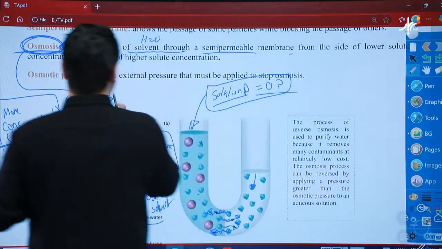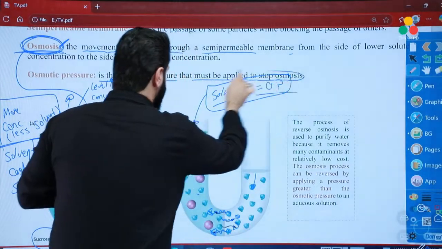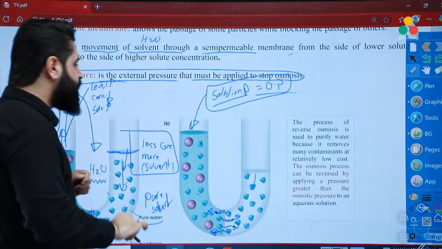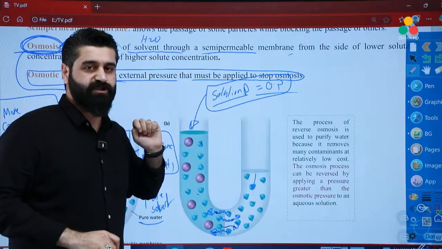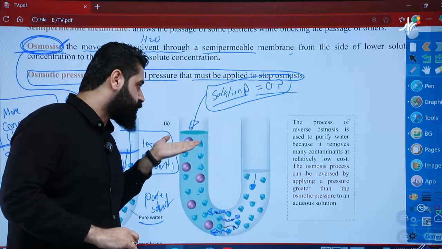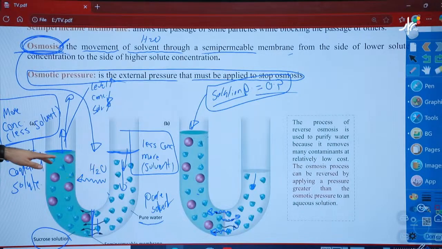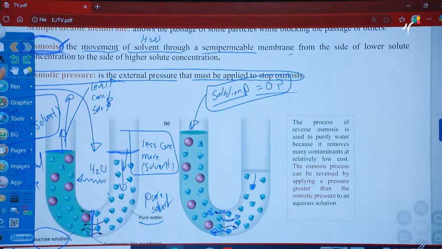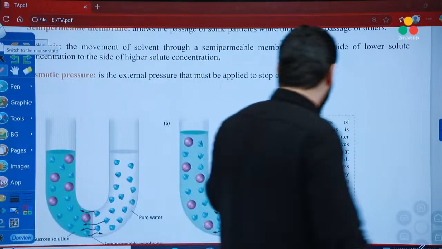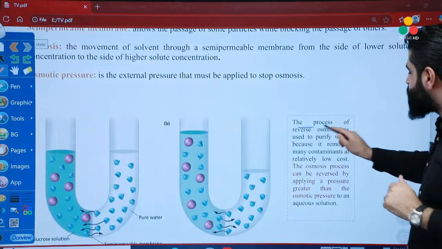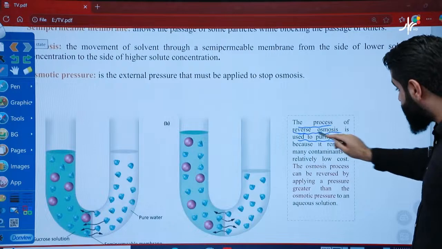So what is the osmotic pressure? It's the external pressure that must be applied to stop the osmosis. So the level stops from raising when the solution pressure equals the osmotic pressure. And what makes the more concentrated side's level increase? Water movement, by osmosis. Movement of water through the membrane from less concentrated to more concentrated. That's all. Okay? We have a process which is called reverse osmosis. Look, the process of osmosis is used in the process of reverse osmosis, of course.